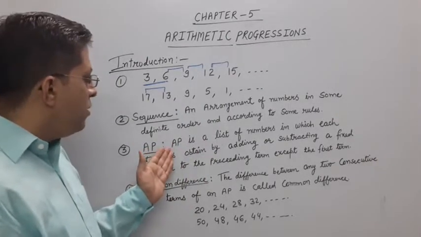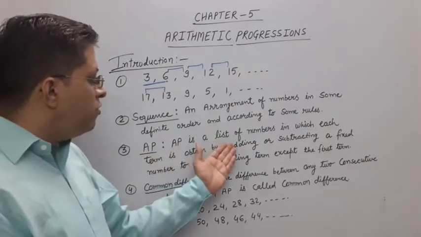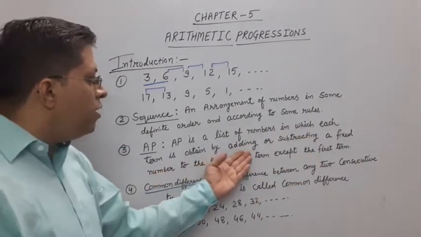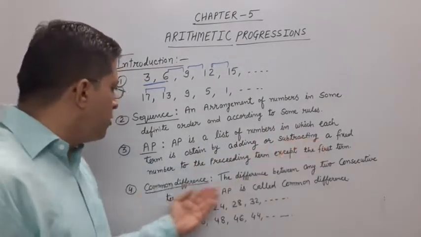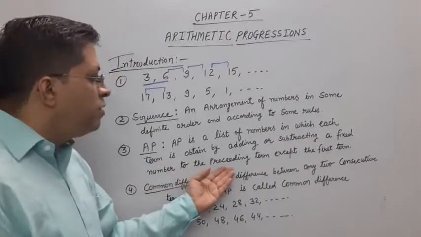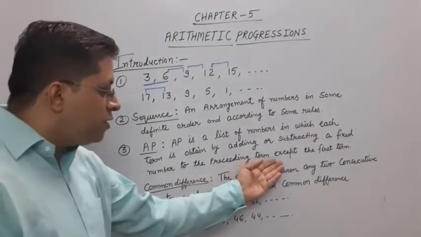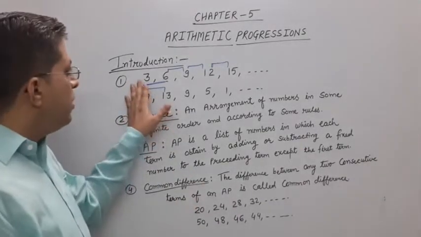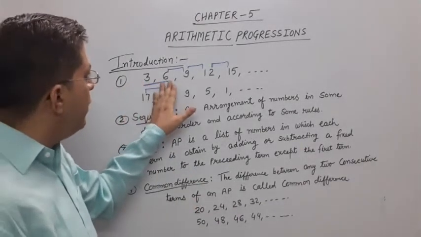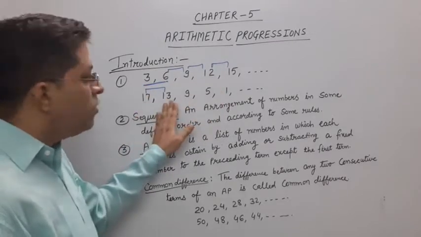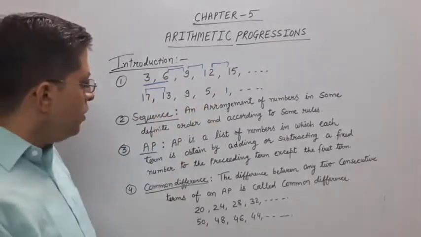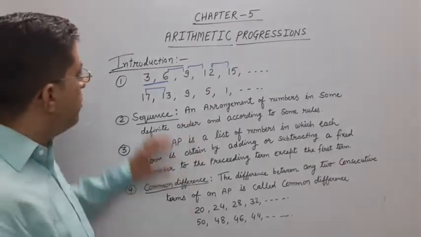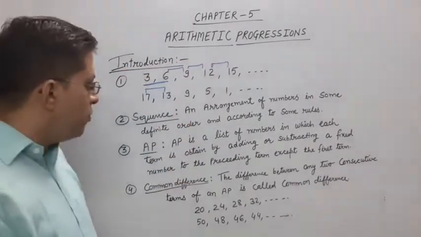Okay, AP. Arithmetic progression is a list of numbers in which each term is obtained by adding or subtracting a fixed number to the preceding term, except the first term. The first term is whatsoever, then here 3 is to be added, see here, and here 4 is subtracted. This type of progression is called arithmetic progression. This is also an arithmetic progression.